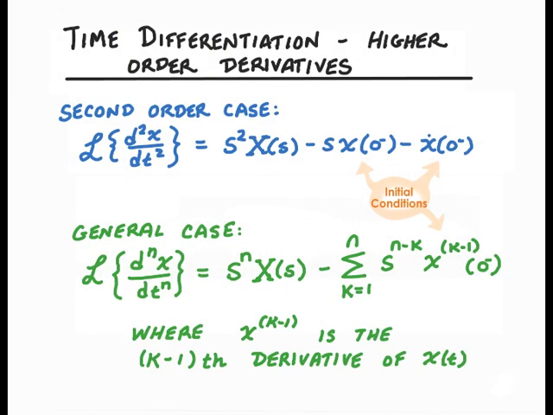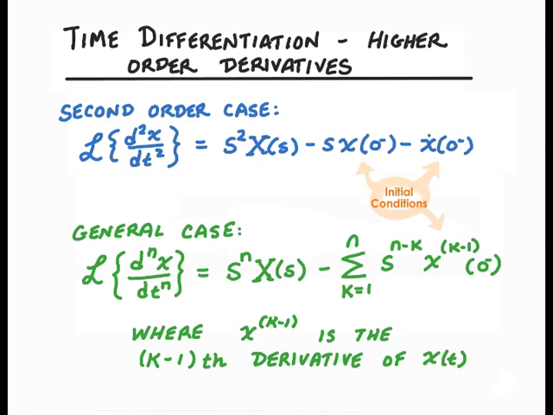The time differentiation property can be extended to second, third, and higher order derivatives of signals. Let's look at the second order case first. The Laplace transform of the second derivative of x is equal to s squared times x of s minus s times x at time 0 minus x dot at time 0 minus.